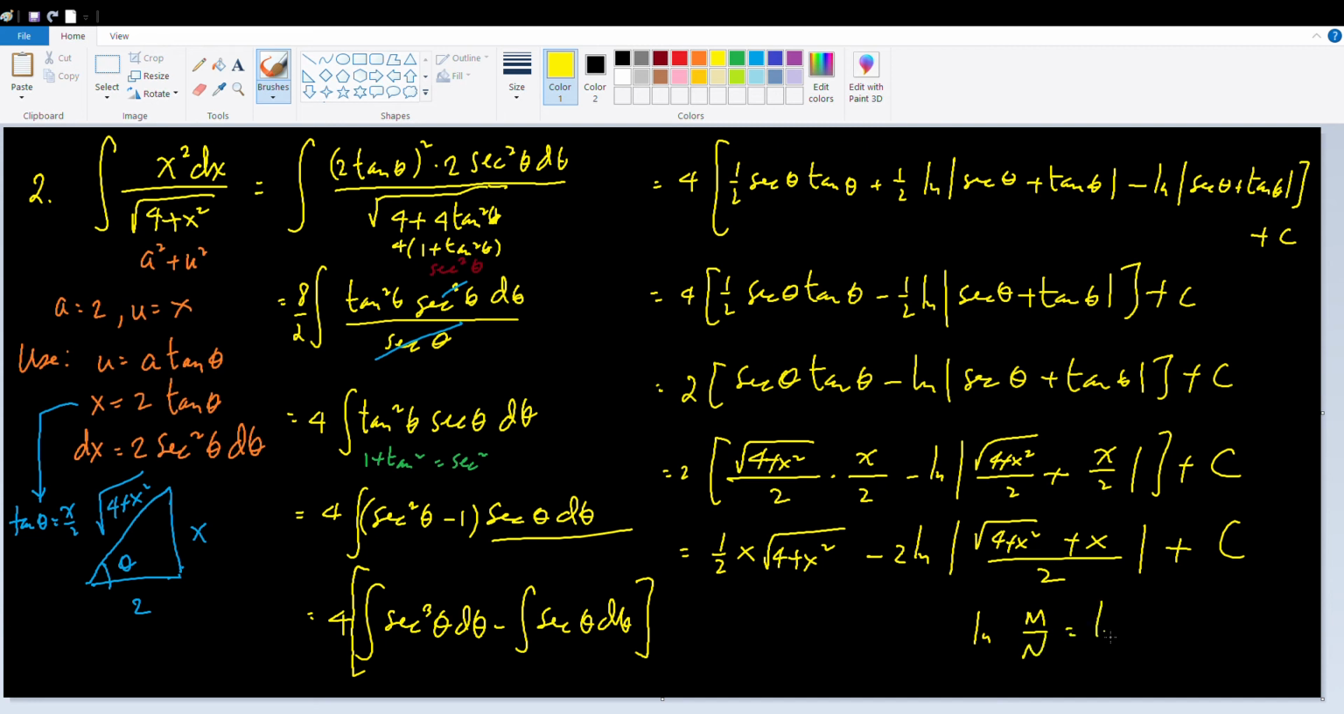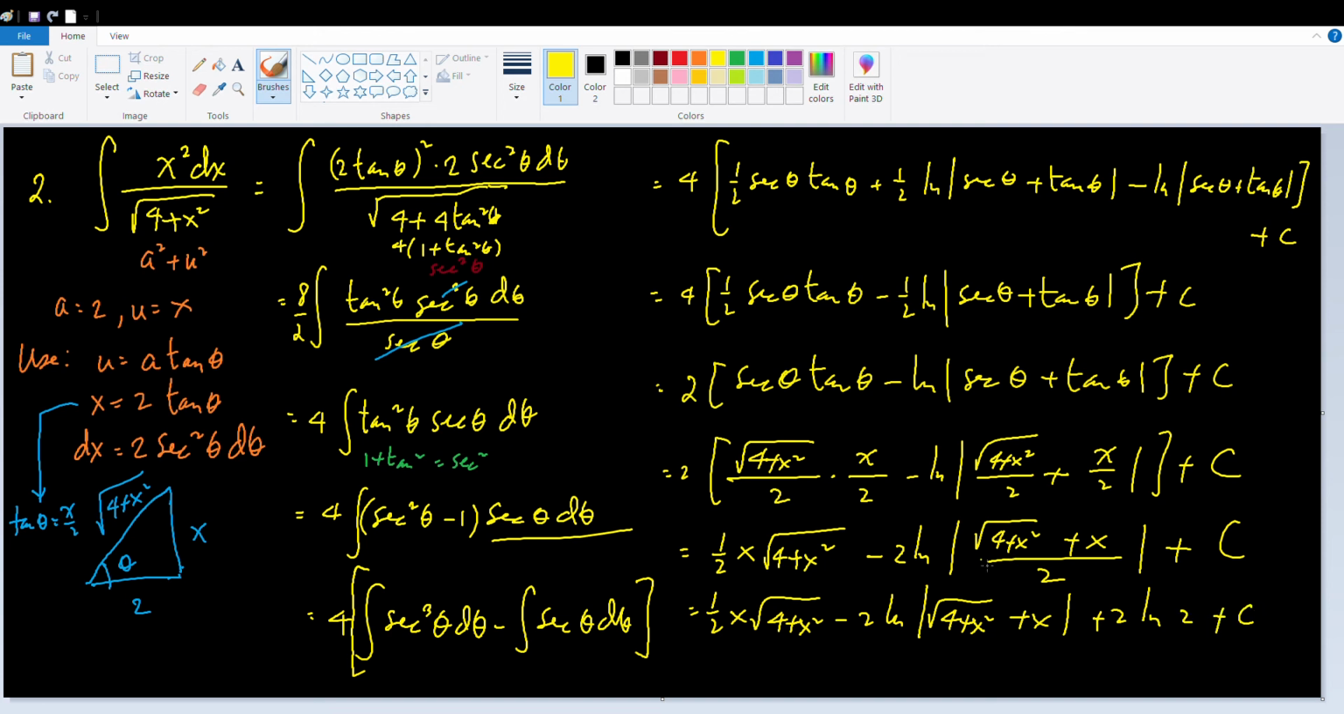Which is equivalent to ln m minus ln n. So ln of this expression is actually ln of, okay, let me write that. That will be equal to 1/2. Let me use the same color. That will be 1/2 x square root of 4 plus x squared minus 2 ln of the square root of 4 plus x squared plus x, minus 2 ln, negative negative positive 2 ln of 2 plus c.